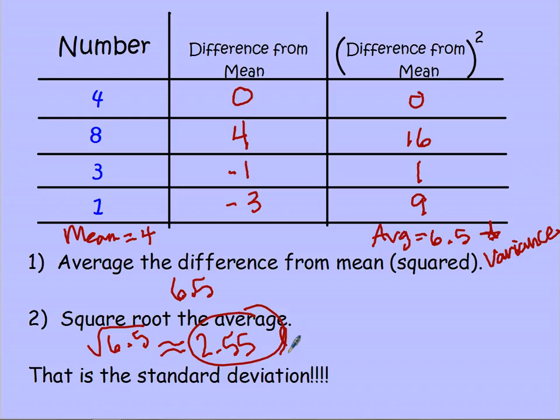So this is an important number to know. This tells me that most of my data is within approximately 2.5 units away from my mean of 4. Okay, so 2.55 is not a very big number. That means the rest of my list is pretty close to my mean.